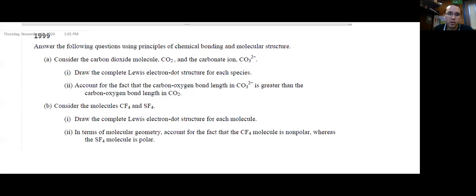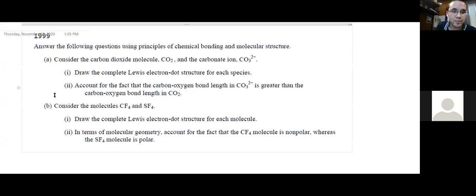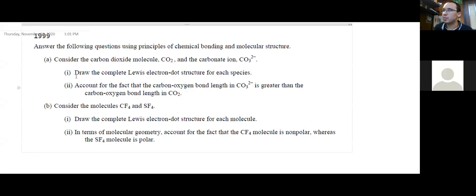Going, right? So we're going to do a practice problem. We're going to start off with this one. So we're going to look at, basically we're going to draw the Lewis structure for CO2 and carbonate. And then we're trying to account for the fact that the carbon-oxygen bond, why is it longer for carbonate than for CO2?